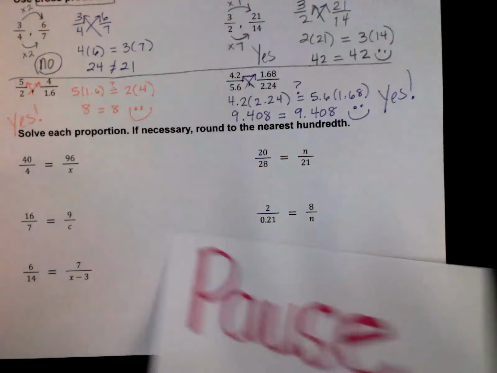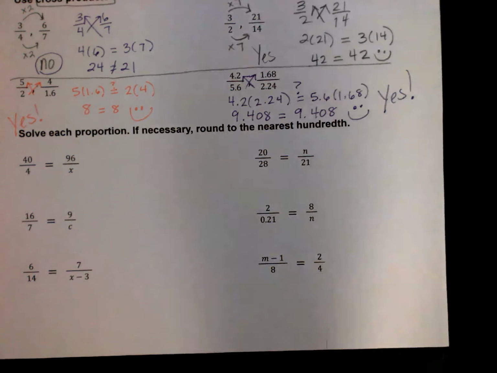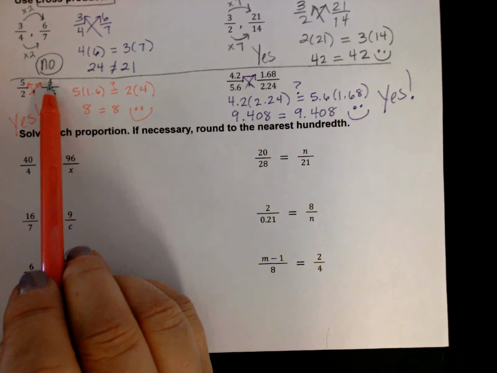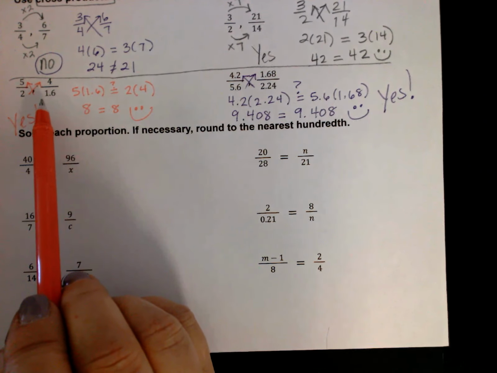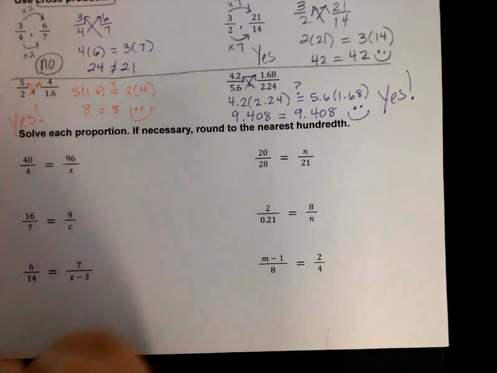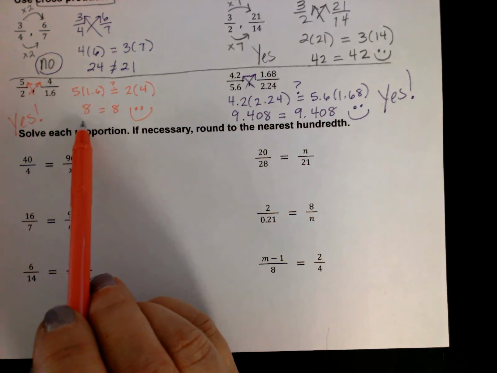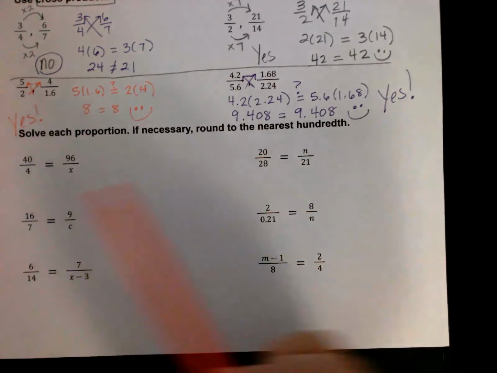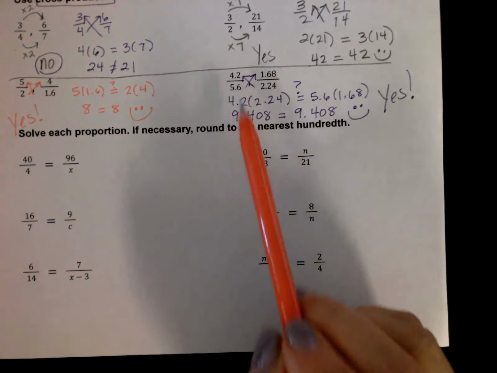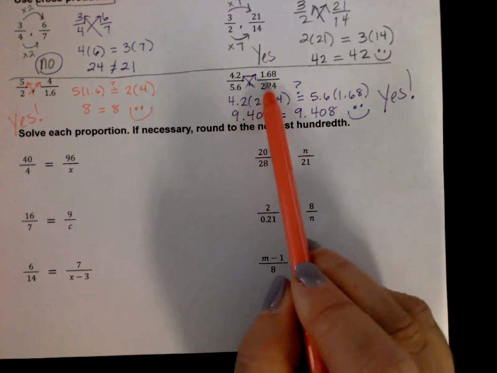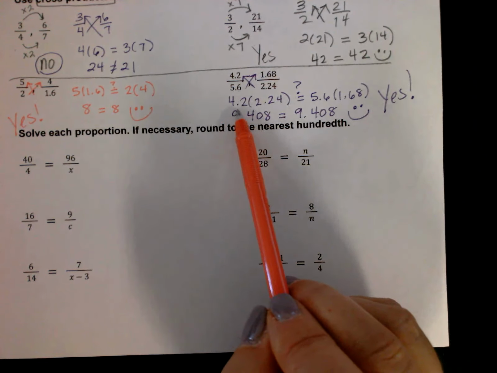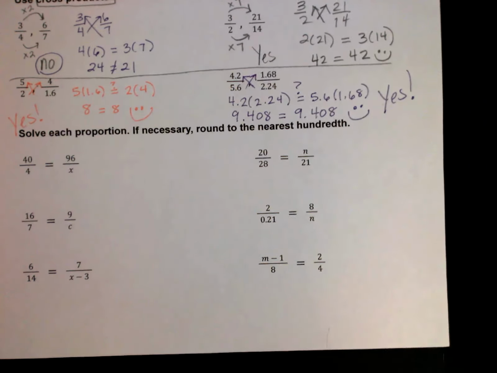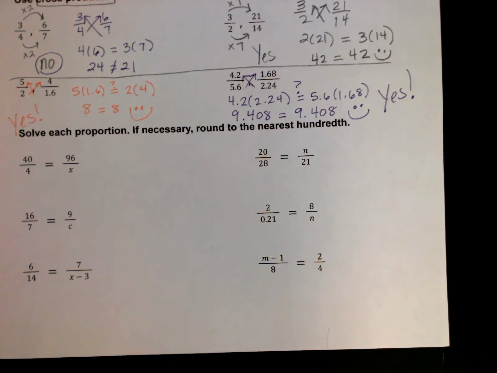Thank you for pausing the video. On this one, it wasn't really straightforward for me to change a 5 into a 4 or a 2 into 1.6/10. So I went right to cross product, multiplied, and I got 8 equals 8. So woohoo, they are proportional. They're equivalent. Same here. I can't change these into each other very easily. So I multiplied cross products. I got the same answer. Therefore, yes, these form a proportion.